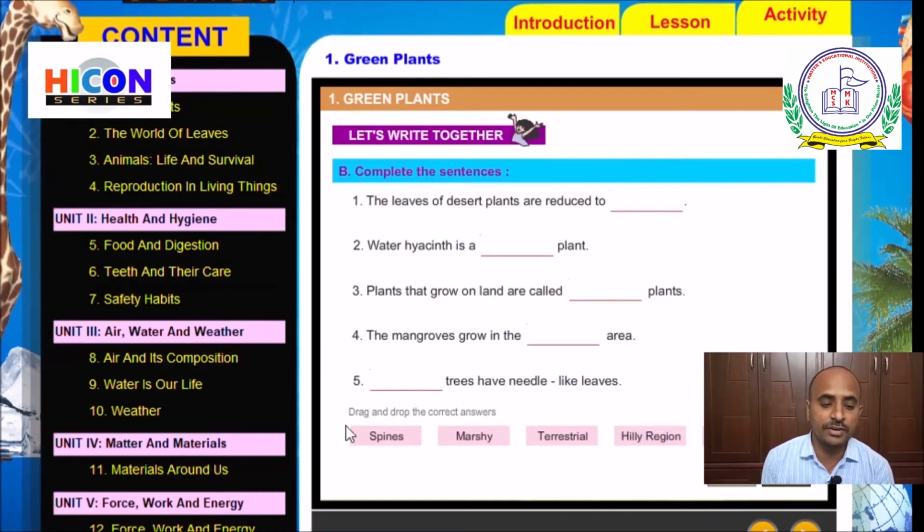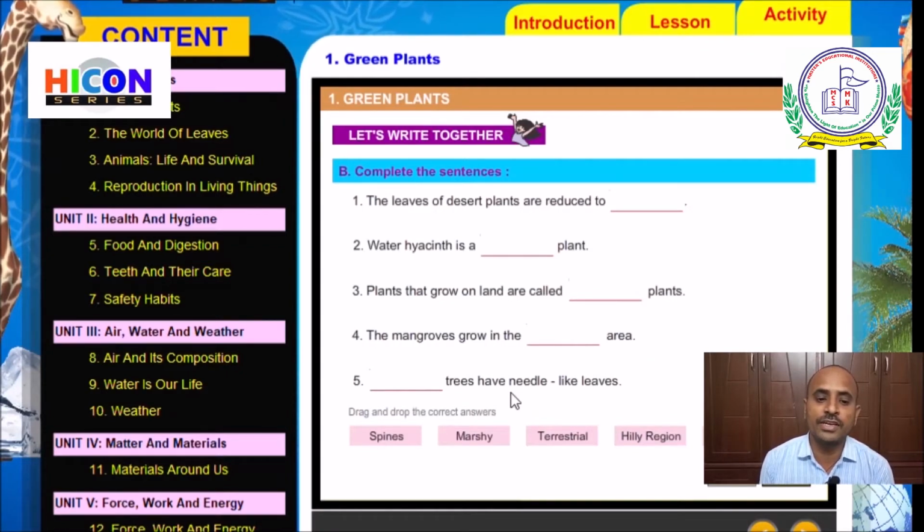The first word given is spines, the second word is marshy, the third word is terrestrial, the fourth word is hilly region, and the fifth one is floating. So these are the answers for the above sentences, but we have to choose the suitable word for the given sentences. So children, read the first sentence.